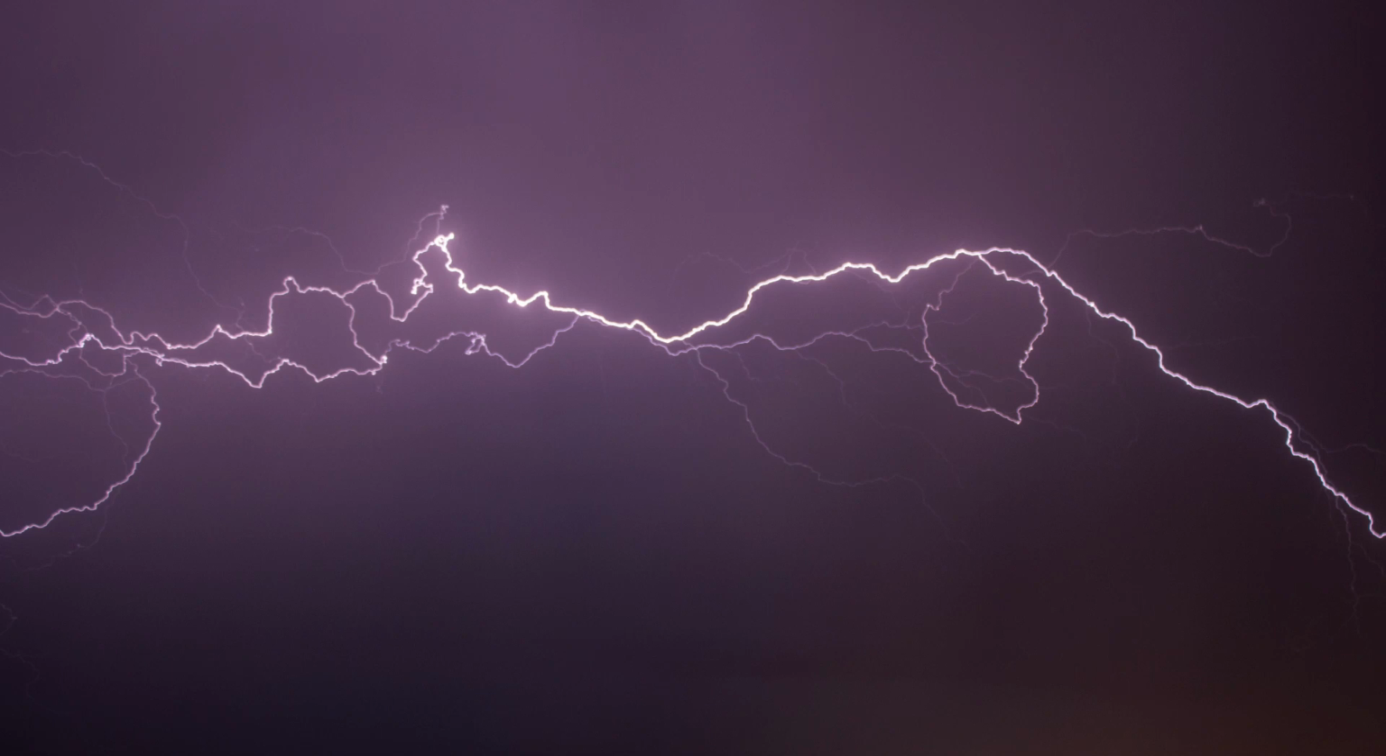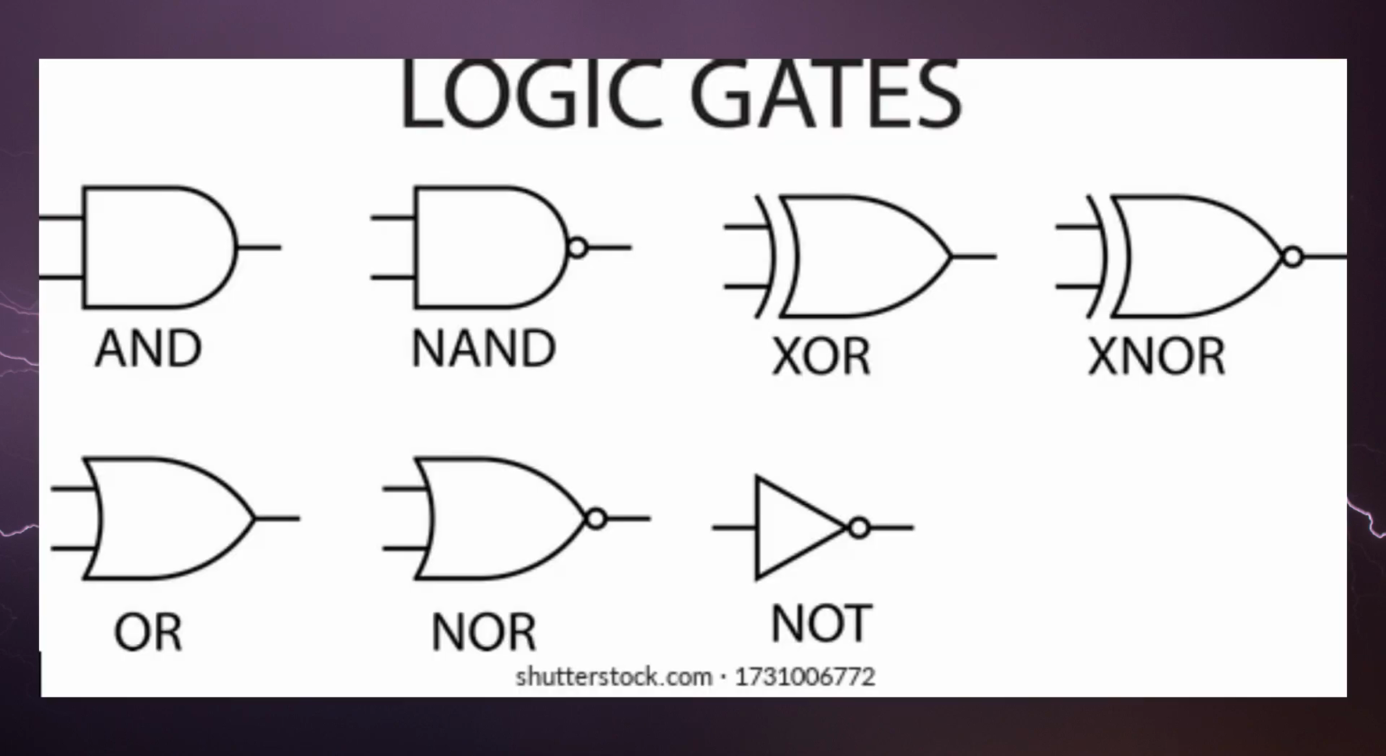Logic gates. Symbols for logic gates, limited to 2 input gates and gate. The symbol for an AND gate is a triangle shape with 2 inputs and 1 output.